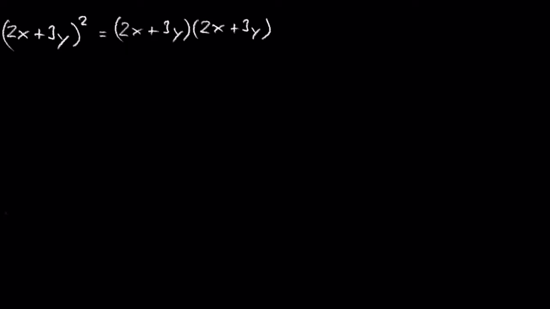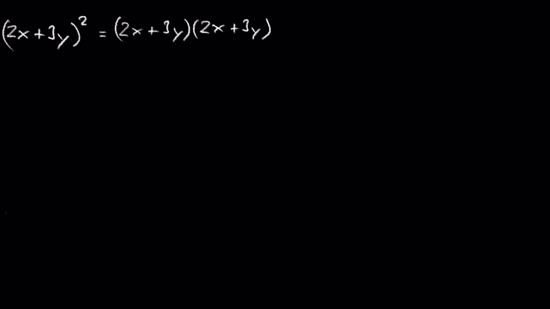Today I want to show you the three most important binomial formulas. Let's say we have (2x + 3y) squared, which we can write as (2x + 3y) times (2x + 3y). How can we multiply this out?